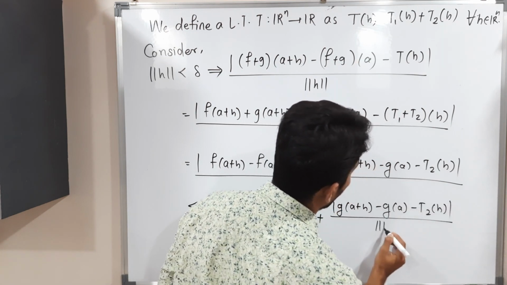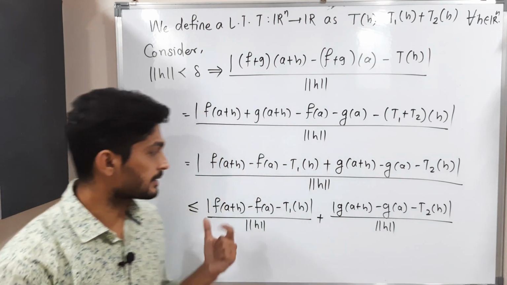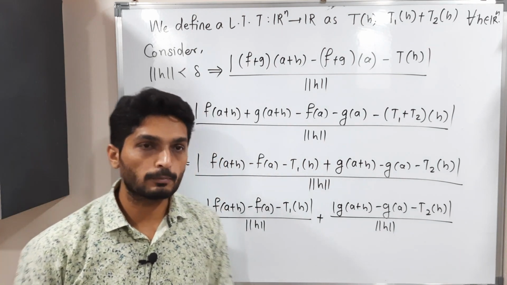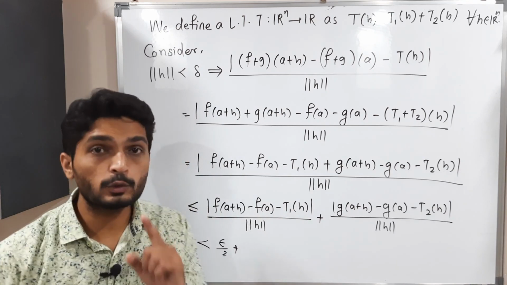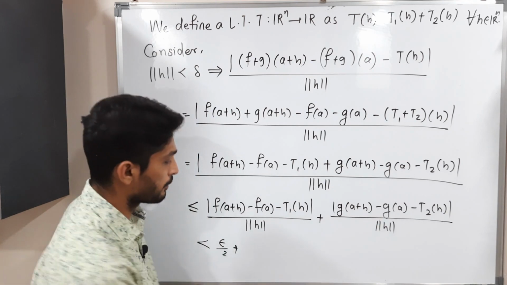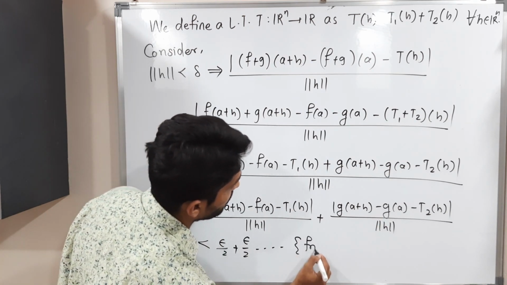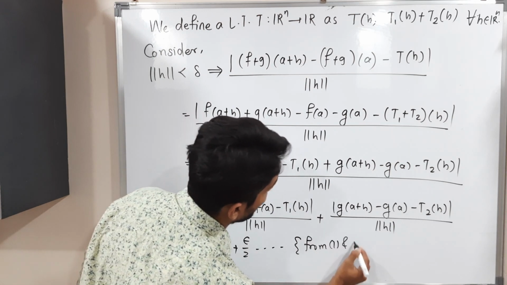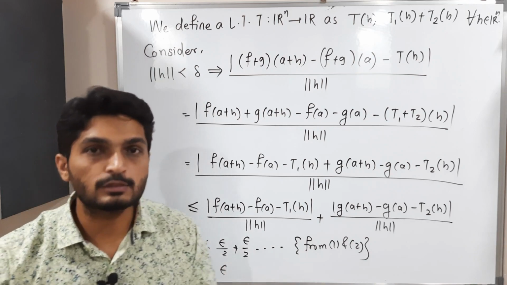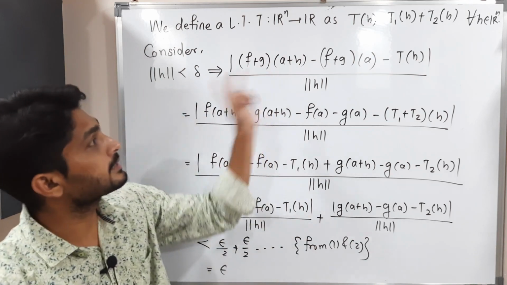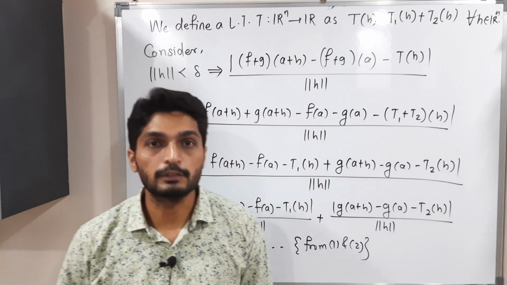divided by norm h. But you remember that expression number 1 says this is less than epsilon by 2, and expression number 2 says this is less than epsilon by 2. I will clearly mention from 1 and 2. So epsilon by 2 plus epsilon by 2 is epsilon. Yes, we succeeded in proving this is less than epsilon, so we can directly declare f plus g is differentiable at a.